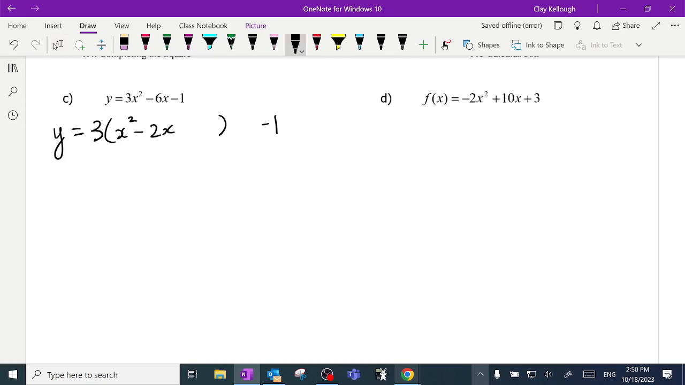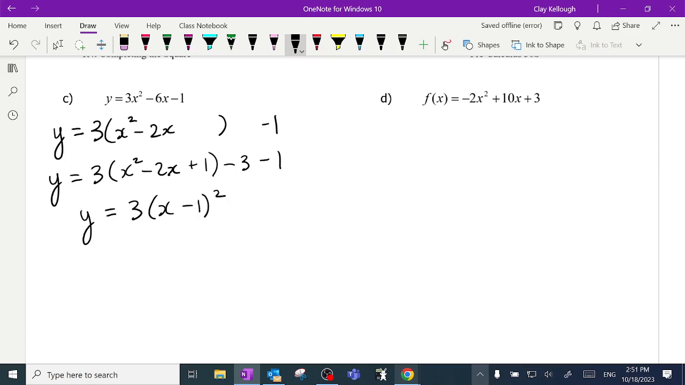What would complete this perfect square? What's half of -2? Then take that answer and square it. The answer is +1. Now, did I really add 1 to the equation? No. What did I actually add? I added 3 times 1, which is 3. So I have to subtract 3 to balance my equation out and make sure that I didn't change it. So that would be y equals 3 times x minus 1 squared minus 4.